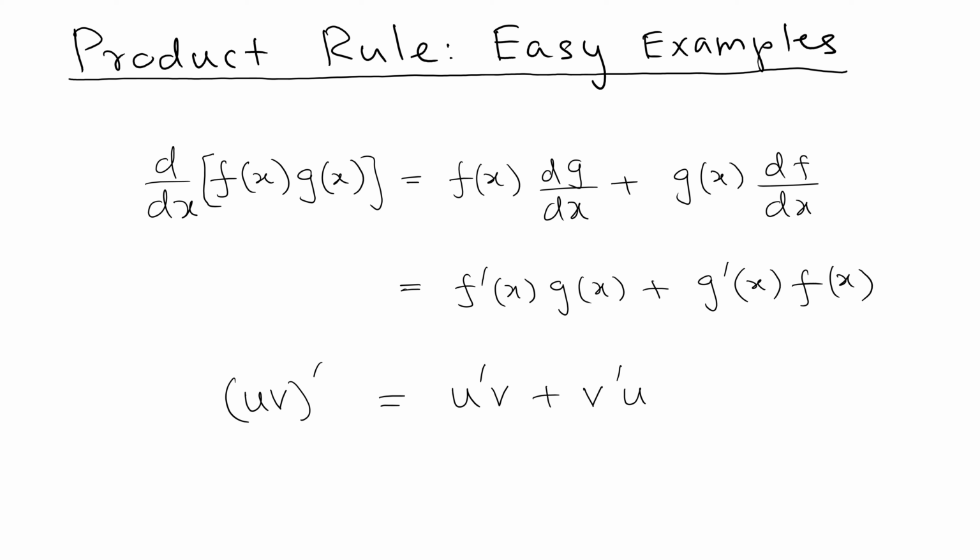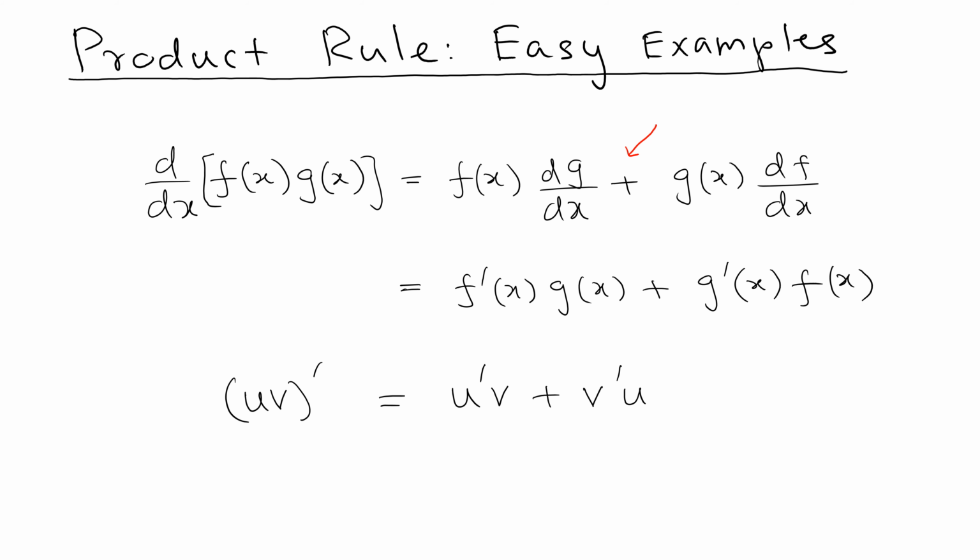The product rule has several ways to write it. You may have seen the first version: the derivative of the product f(x)g(x) equals f(x), that's the first function, multiplied by the derivative of the second function, plus, so there's a plus sign, g(x), that's the second function, multiplied by the derivative of the first function. Or you can switch the order.